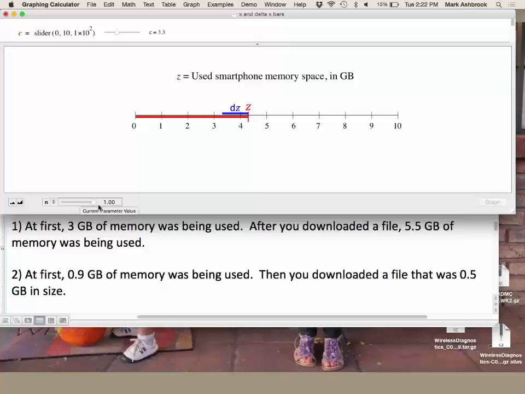Therefore, do we add or subtract DZ? Add. It's built in. The negative is built in. The decrease is built in. So all we got to do is add. Z final is Z initial plus DZ.